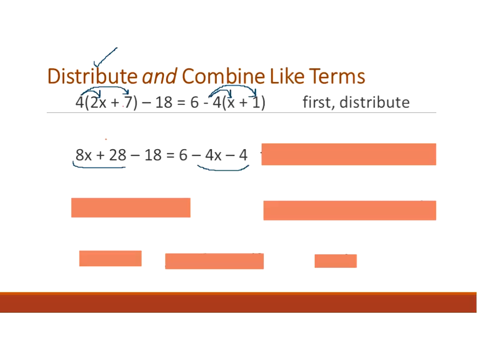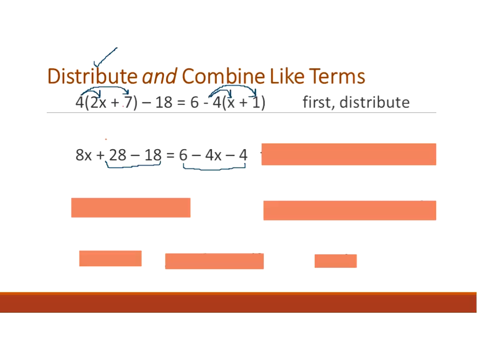Now, those aren't like terms, so I don't really want to have those brackets there. We can't combine 8x and 28. However, 28 and negative 18 are like terms, so I can combine those two. And on the other side, I can combine the 6 and the minus 4, not the negative 4x, though. That has to stay there.